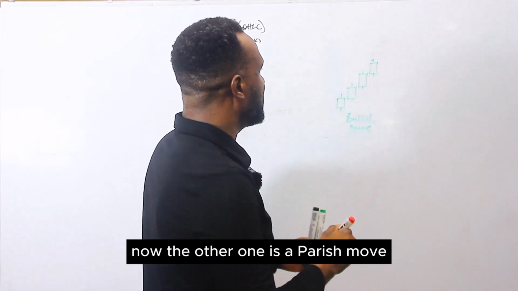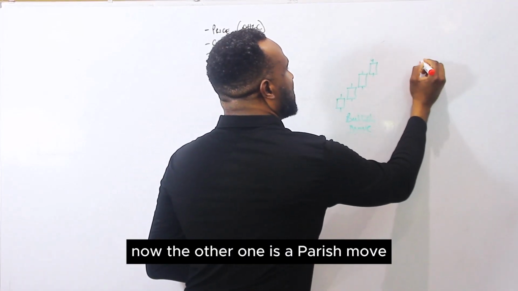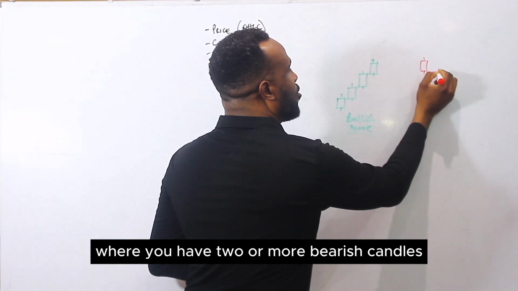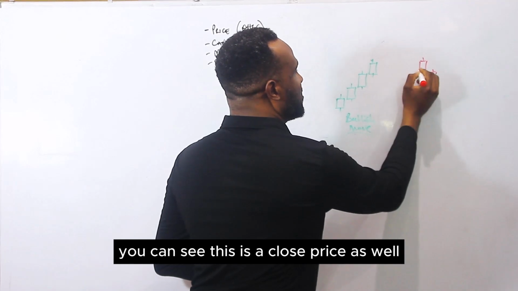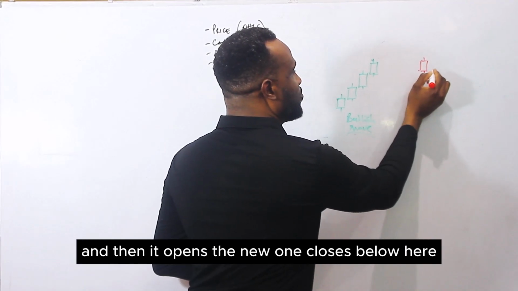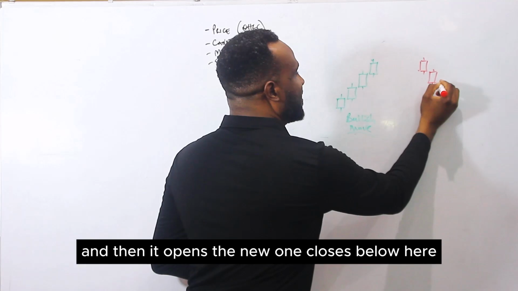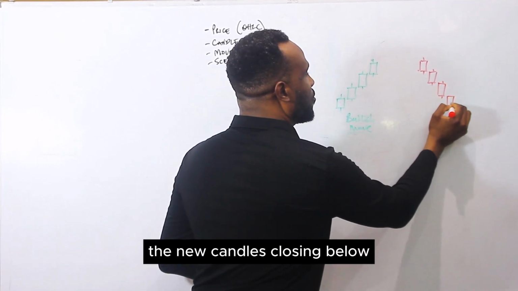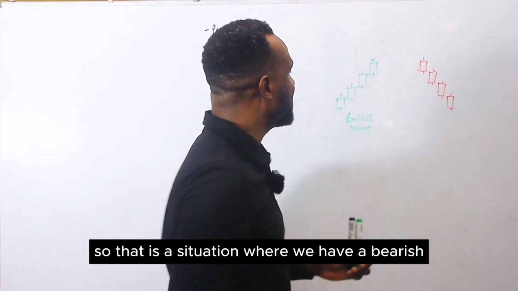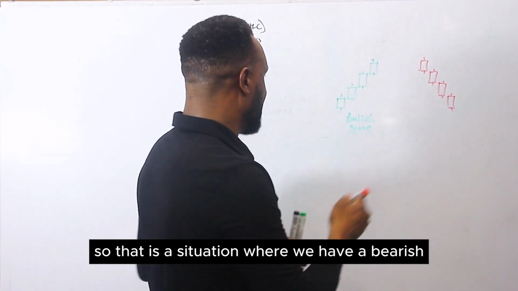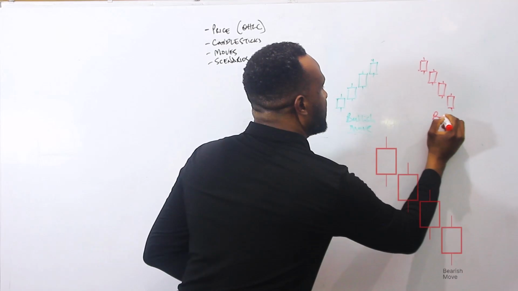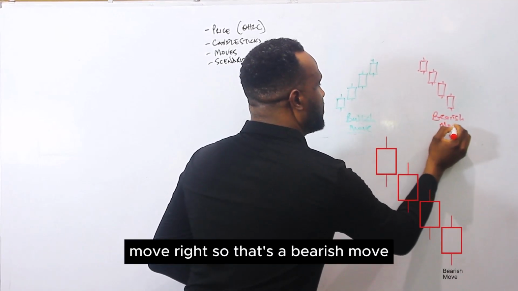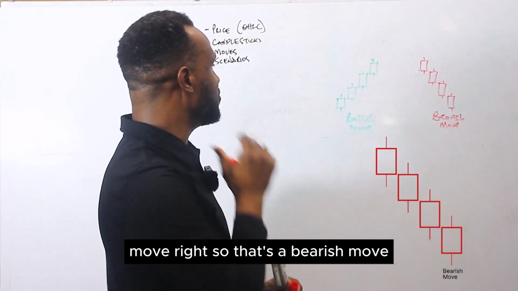Now, the other one is a bearish move, where you have two or more bearish candles. You can see this is the close price as well. And then it opens the new one, closes below here. Then you just have it going, the new candles closing below. So that is a situation where we have a bearish move, right? So that's a bearish move.